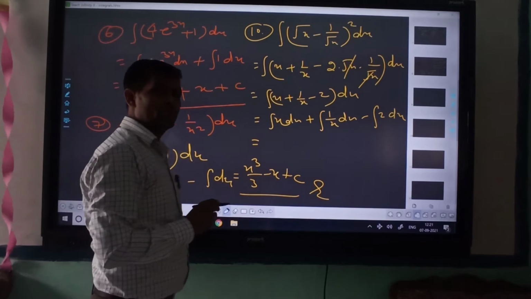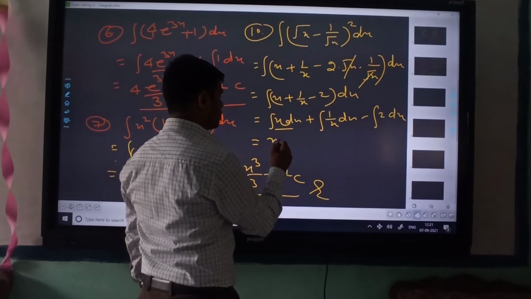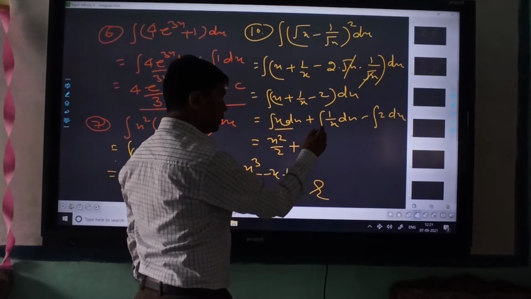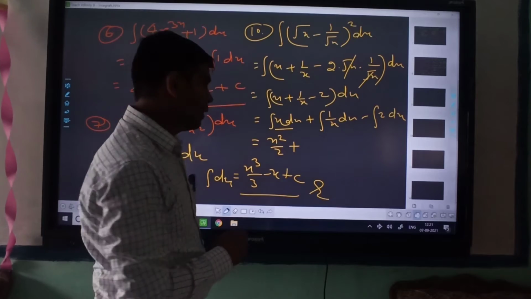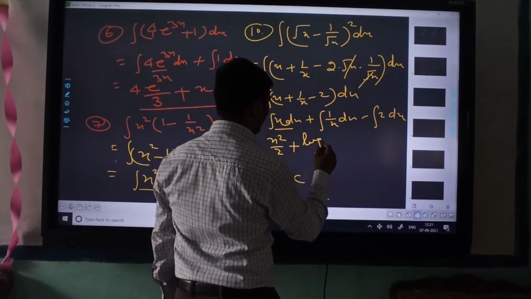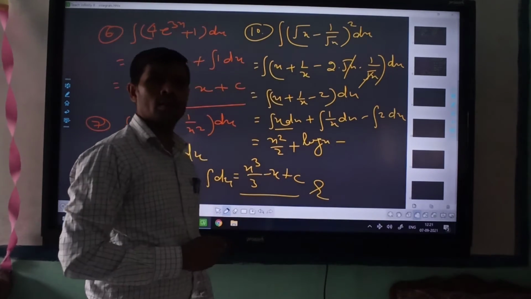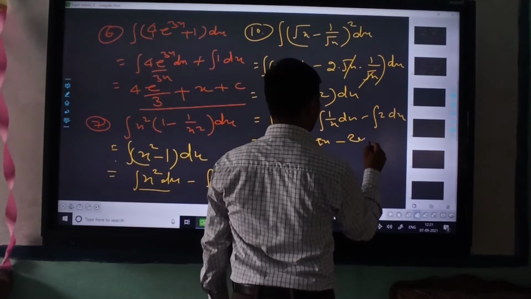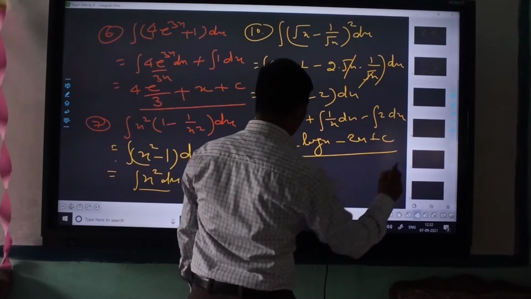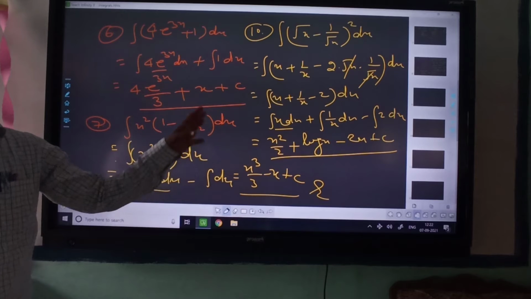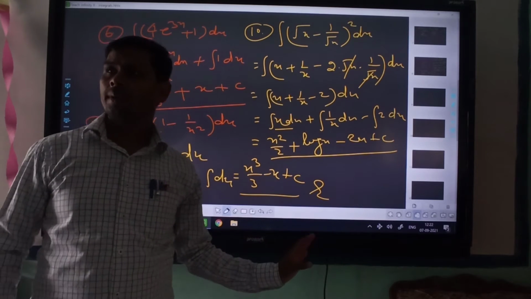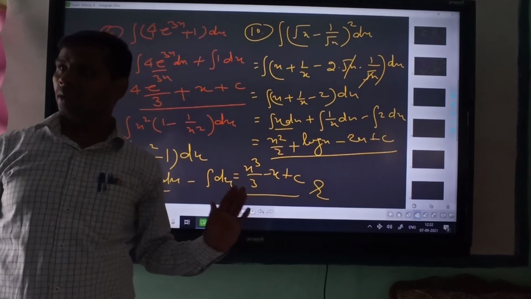Yes, Bhuvnesh, x square upon 2, then 1 upon x, very good. This gives us log x and this gives us minus 2x. Is it clear, beta? So after completing this integration question, I think this part is clear to all of you. Is it clear, Priyanshu? Yes, sir.